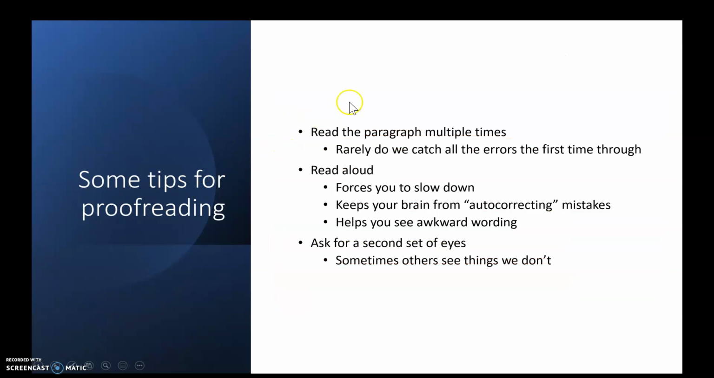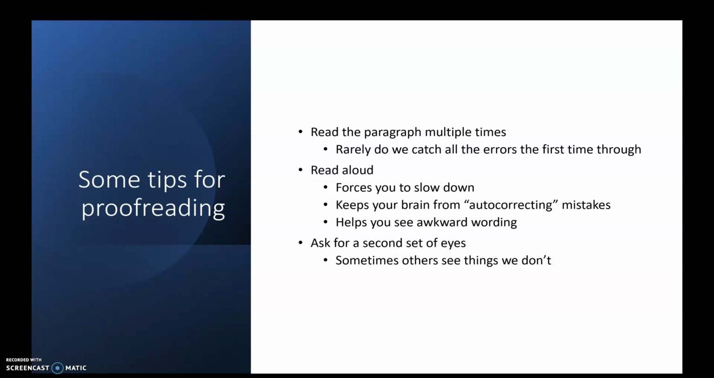And then some tips for proofreading. Read the paragraph multiple times, because rarely do we catch all the errors the first time through. In in-person classes, I've gone through an exercise where we proofread something together, and students have found that there are times where I miss things, and it's not that I don't know how to fix them, it's that I just didn't see them on the first read. My brain auto-corrected. And so it helps to read it multiple times to catch those things that you don't catch the first time around.